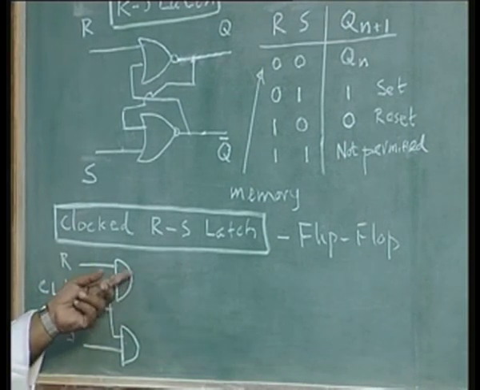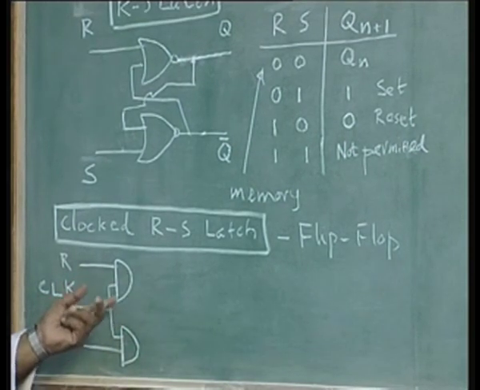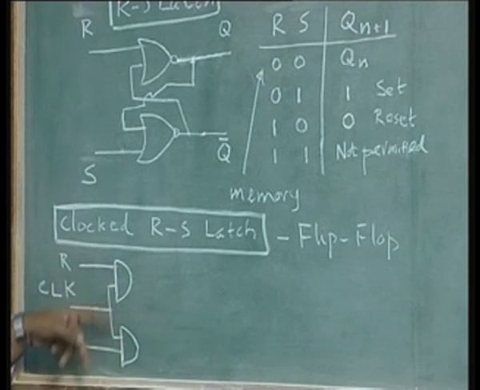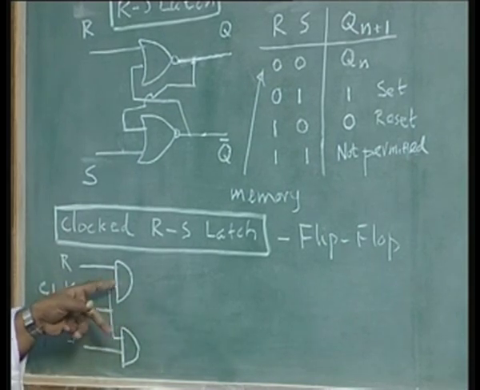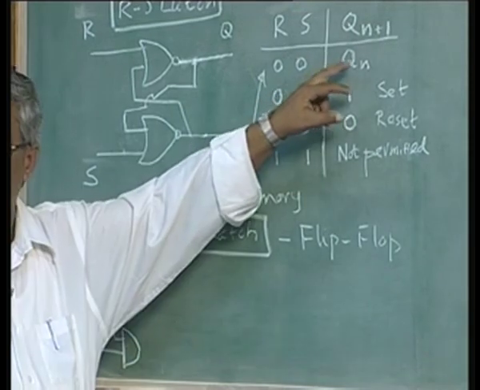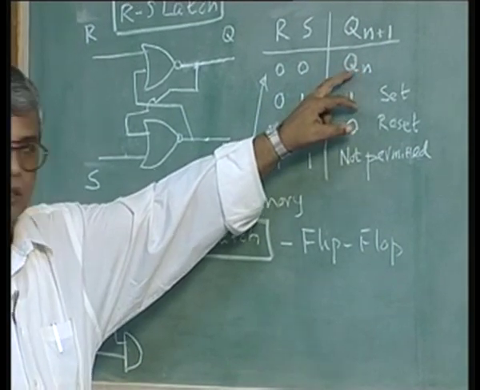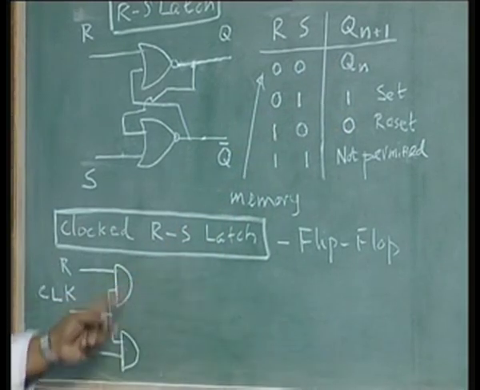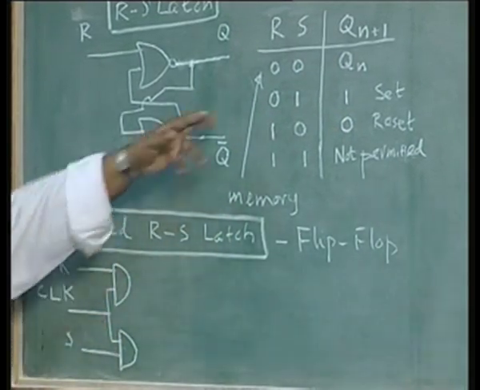When the clock is 0, output will remain 0. You know that. NAND gate, 2 inputs, one of the inputs 0, the output is always 0, which means whenever the clock is 0, this is 0 0, and 0 0 corresponds to memory state, no change in the output, because inputs 0 0 do not make any change in the output.